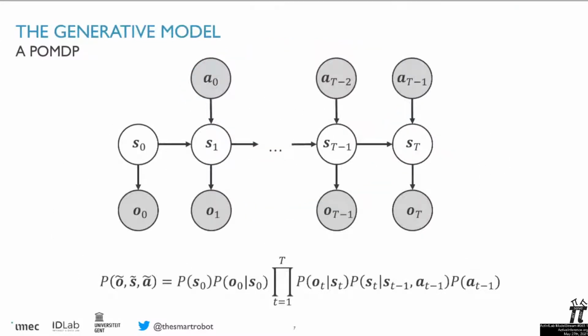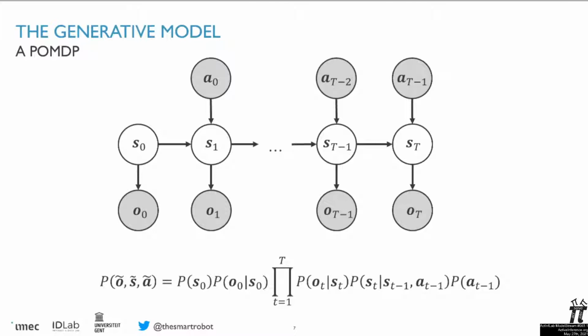So basically, the generative model looks like a POMDP, a partially observable Markov decision process. It just means that we assume that a state at a given time step only depends on the previous state and the action that you were doing. And each state gives rise to a certain observation.